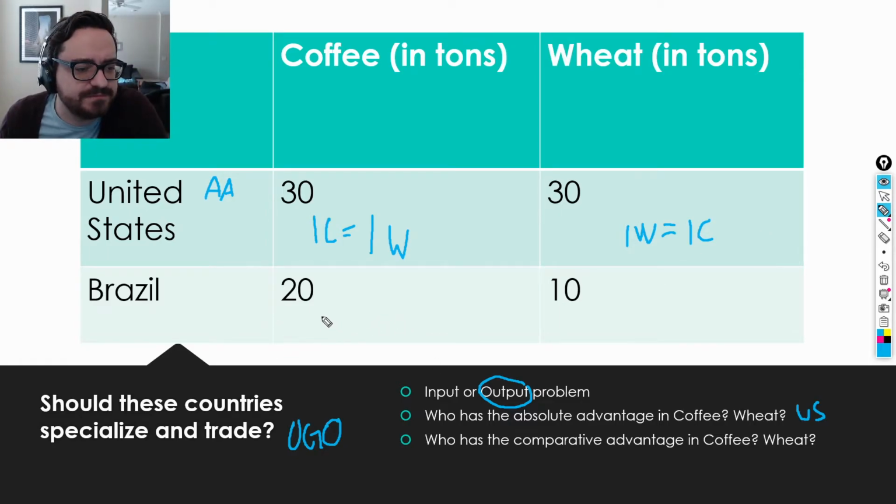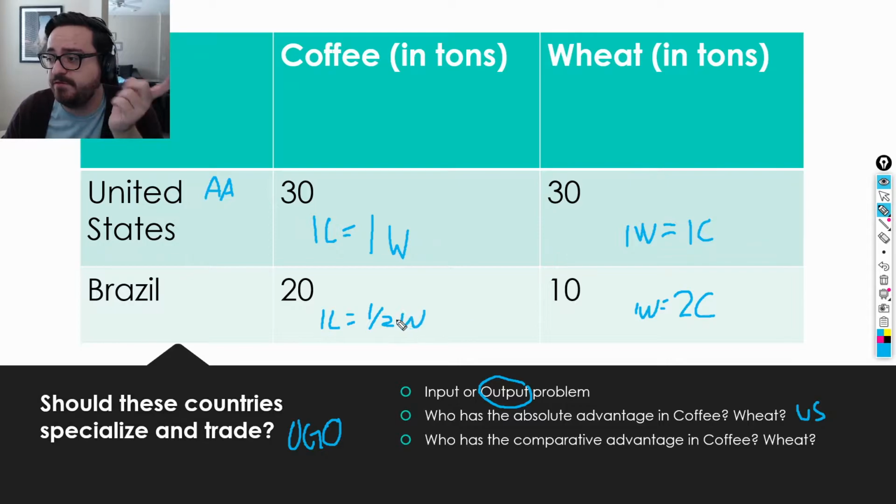Okay, Brazil. Opportunity cost of 1 coffee: other over, that's a half. Opportunity cost of 1 wheat: other over, okay, that's 2. Reciprocal of 1 is 1, so that's easy. Reciprocal of 1/2 is 2. That checks out. Who has the comparative advantage in coffee?